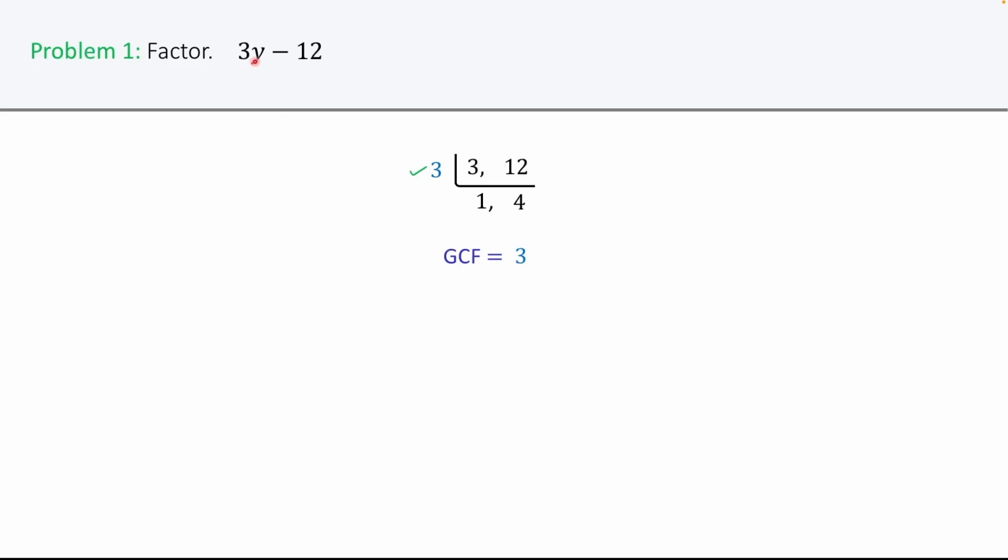Next, look at the variable. The variable y is here, not here. So there is no common factor for the variable. Now factor out the greatest common factor. Put parentheses. Now divide each term by 3. 3y divided by 3 is y. Minus 12 divided by 3 is 4. You've factored the given expression.